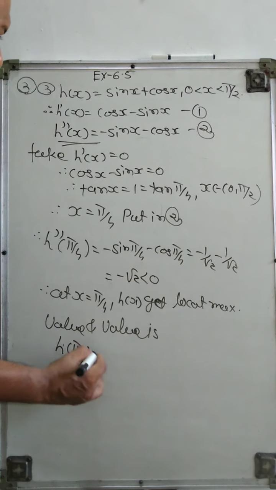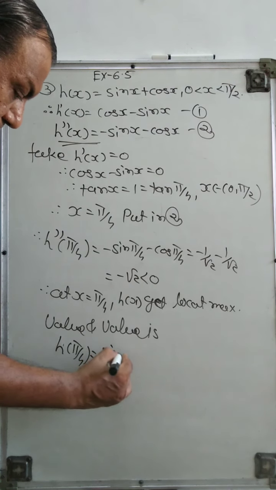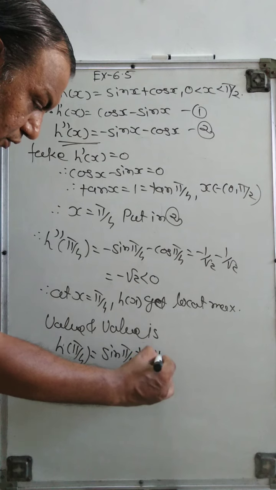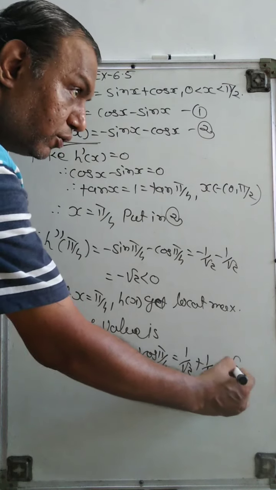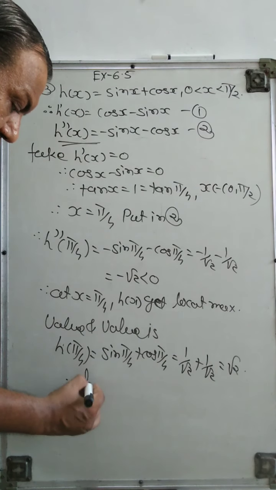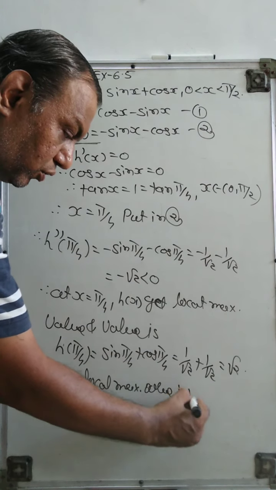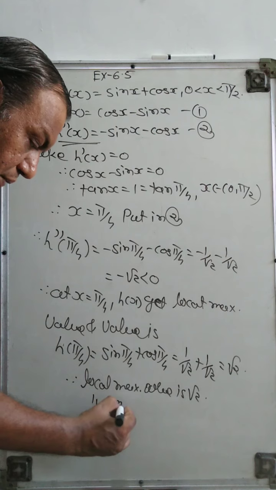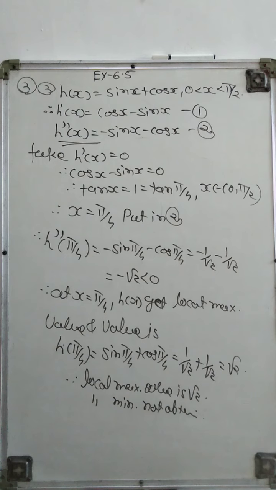h(pi by 4), it is sin pi by 4 plus cos pi by 4, it is 1 upon root 2 plus 1 upon root 2, or it is root 2. Therefore local maximum value is root 2 and local minimum is not obtained. So this way we can find our answer that local maximum value is root 2, but local minimum value is not obtained at all.